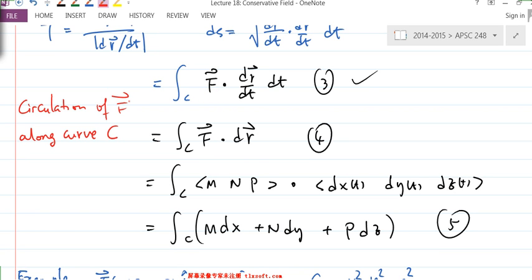Of F along curve C. If the F is perpendicular to the unit tangent vector of the curve C, then that means what? There is no circulation, right? But if the F is in the same direction as the tangent vector of C, then you would expect to have the so-called maximum circulation along the curve C. That makes sense? Right?